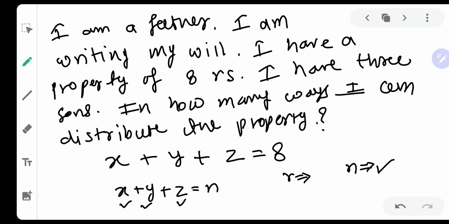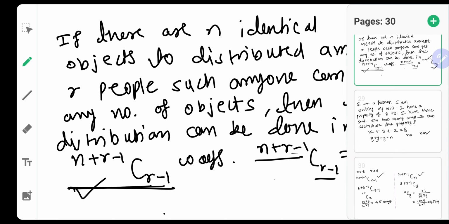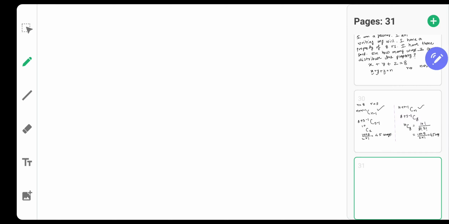So this was part 1 of Beggar's method, in which what we learnt is that if there are n identical objects to be distributed amongst r people, then that can be done in n plus r minus 1 c r minus 1 ways, provided that any person can get any number of objects. Such a concept can be applied to this particular question.